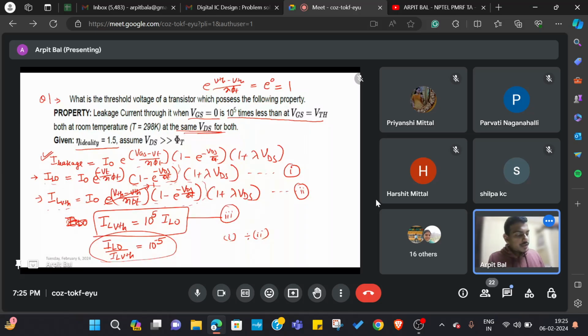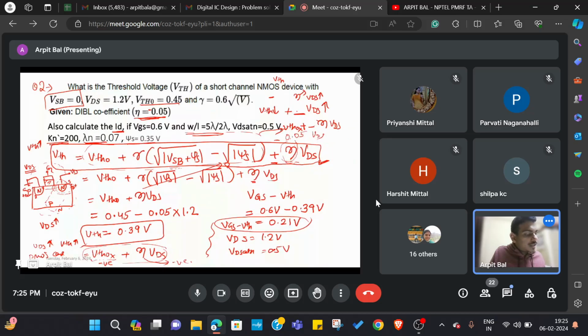In the first question we did something related to the I leakage, and here this factor we took as 10 power 5. It can be anything, but the procedure for solving these types of problems will remain the same.